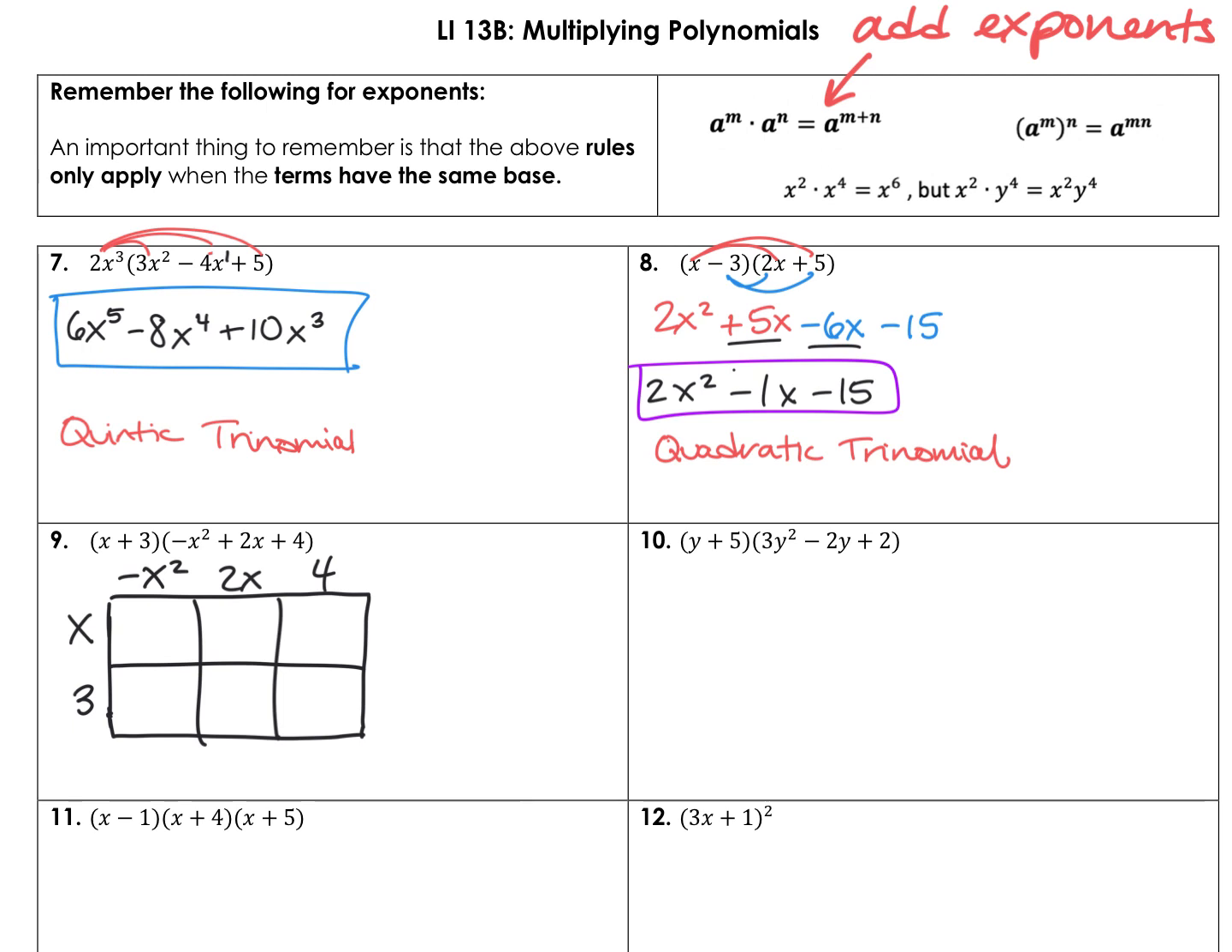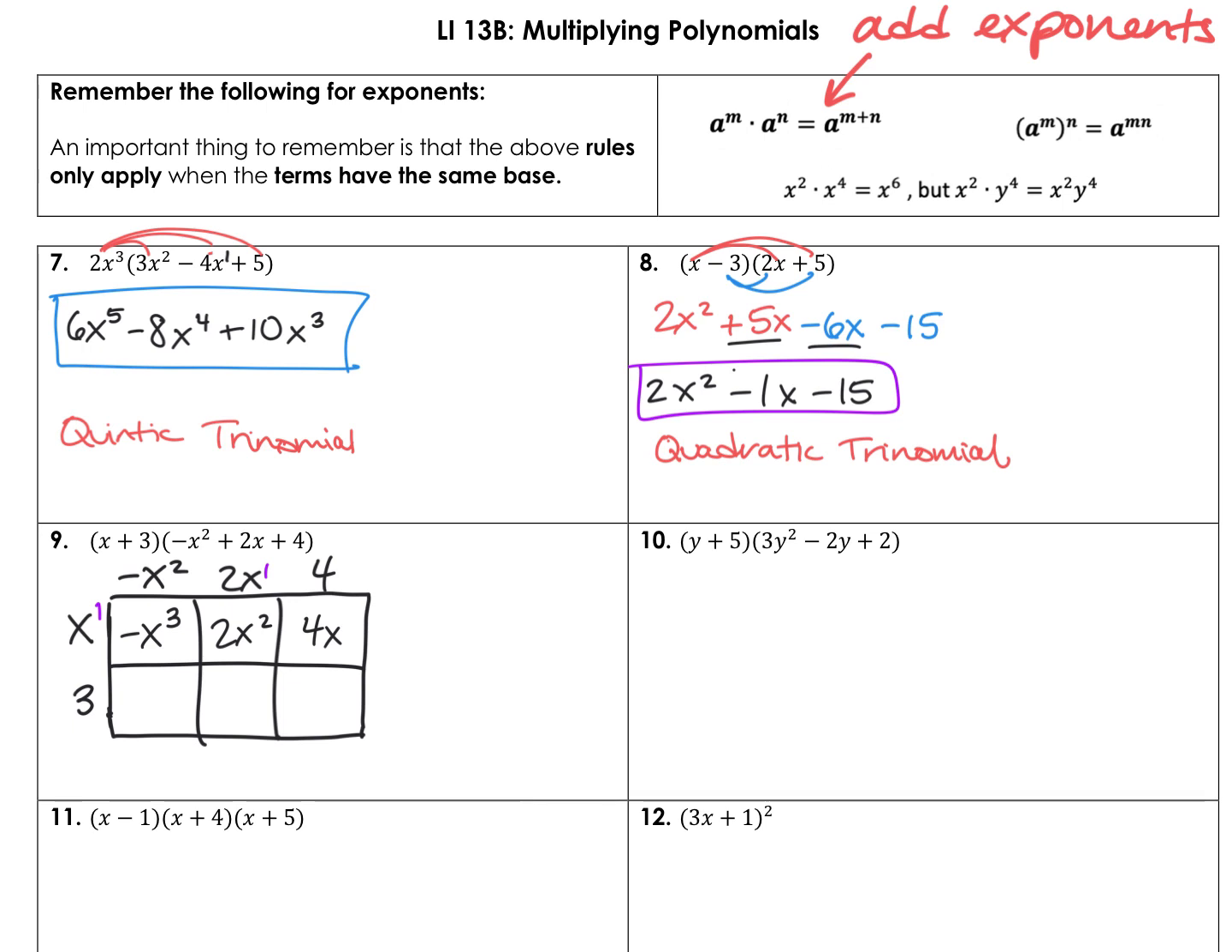Punnett squares, okay? So multiply each box. Remember, this one has a 1 on it. So negative x squared times x to the 1st, that would be negative x to the 3rd. Okay, do your next 2. x to the 1st times 2x. That one, remember, also has a 1, so that is 2x squared. And then 4 times x is just 4x.